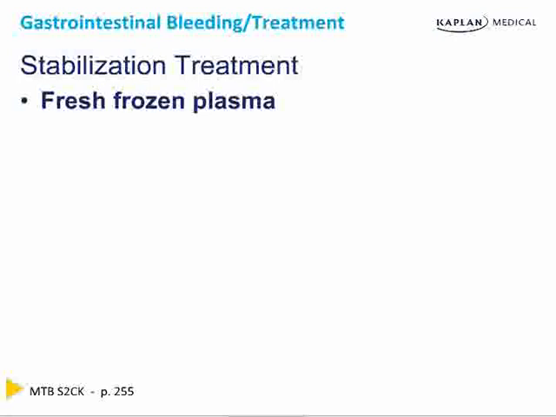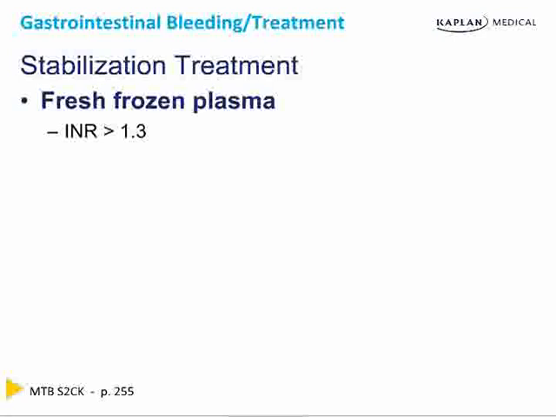The next component of stabilization is to correct a coagulopathy. Fresh frozen plasma is given if the PT or INR is starting to rise. If the INR is greater than 1.3, you must give FFP. A high INR is associated with higher mortality.